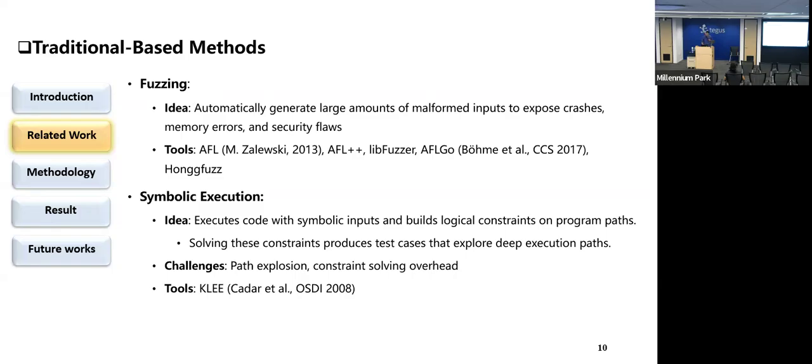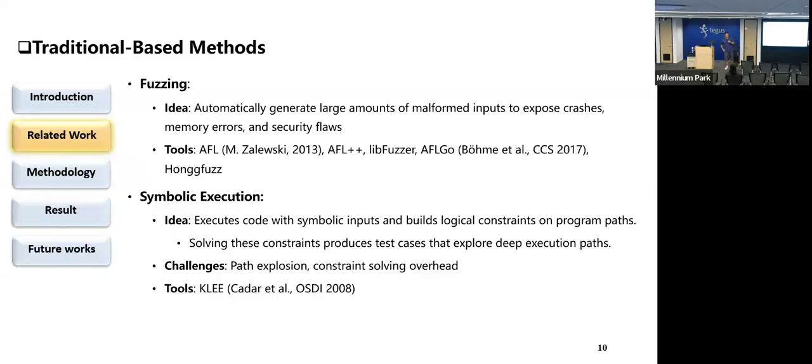And the fuzzing way, the idea is to automatically generate large amounts of malformed input to expose crashes, memory errors, and security flaws. And the famous tools in this way are AFL++, LibFuzzer, or AFLGo. AFLGo, exactly, is another, you know, specific branch of fuzzing.